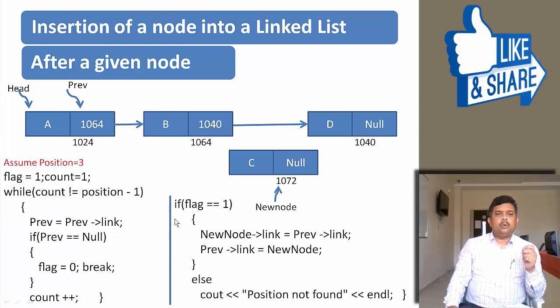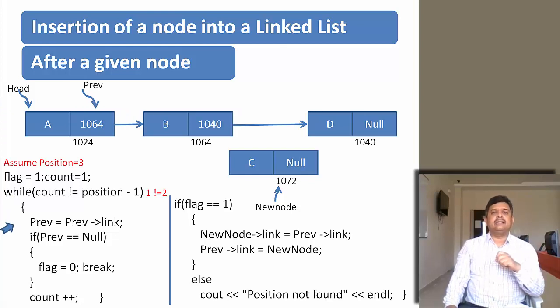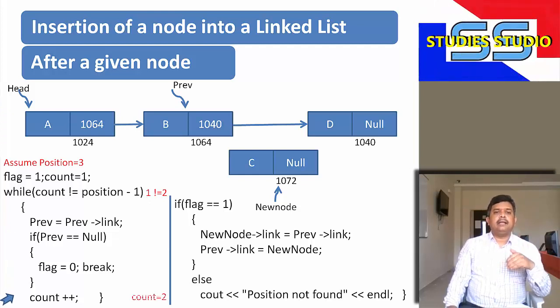So I am taking a while loop: while count is not equal to position - 1. Now 1 is not equal to 2, that is true. So what I'll do, I'll increase the link, previous link. So previous is now pointing to the second node. Now if previous is not null, I'll again increase count by 1 and again see the condition.